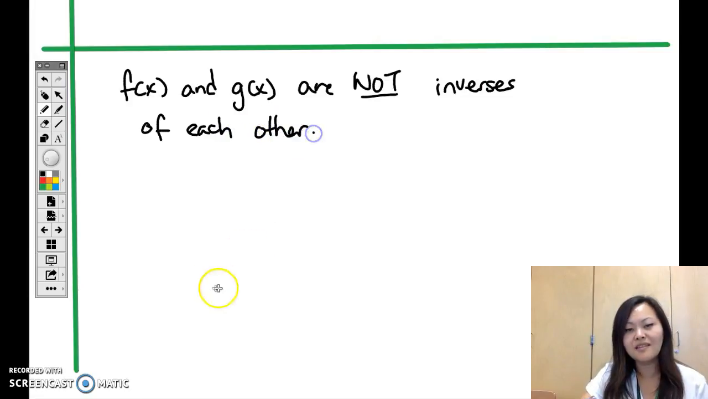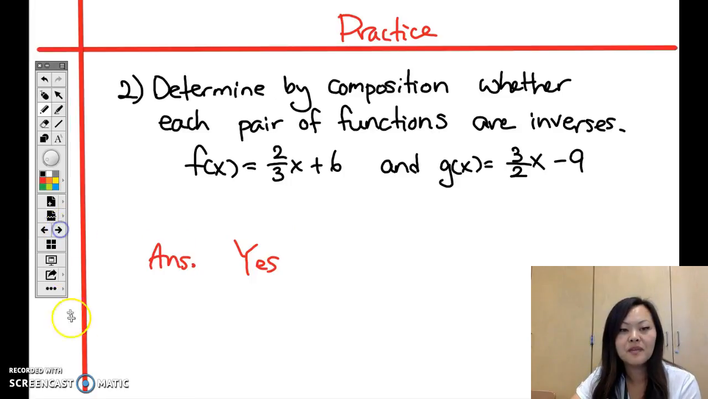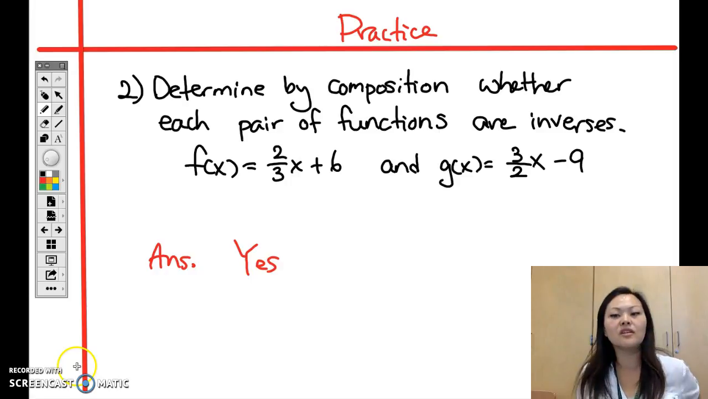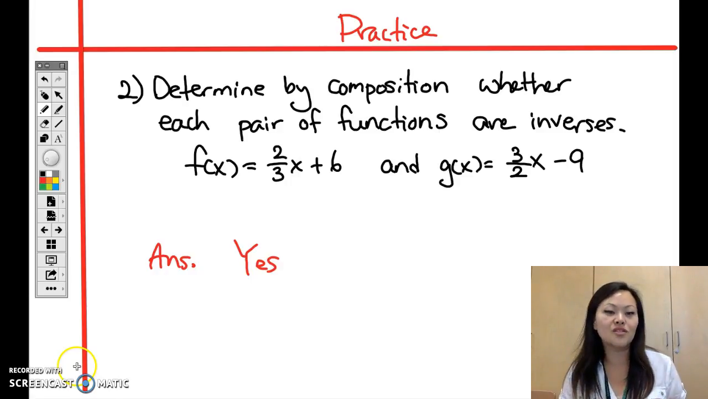I'm thinking that this lesson is super easy, but I don't know how you feel about it. Here's your practice question. Determine by composition whether each pair of functions are inverses. You try it, and I already gave you the answer so you can check your work. For me, I think this is the easiest lesson ever, but maybe for you, it's hard.